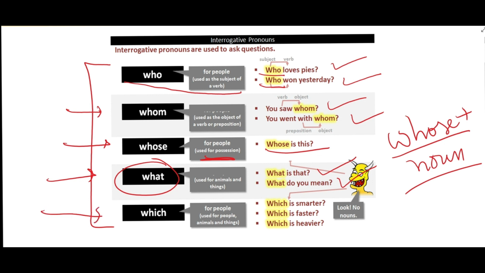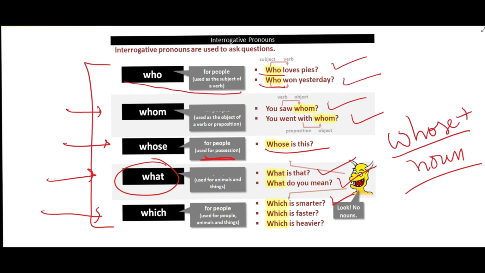Last, we have the word which, which is also used for the people as well. And when we have the variety, when we have the choice, then we can use the word which. Like, for suppose, the first sentence is, which is smarter. It means we have more than one thing or person, and for that we are asking which is smarter, or which is faster, which is heavier. So when we have options, then we can use the word which even for persons, and we can also use it for impersons as well.